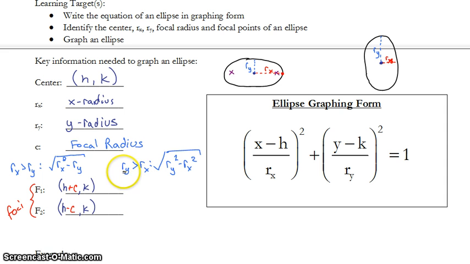In the case that my y radius is bigger than my x, I'm making that adjustment to my y coordinate. So again, it's going to be plus c and minus c, but one of them is going to be to h, one of them is going to be to k.